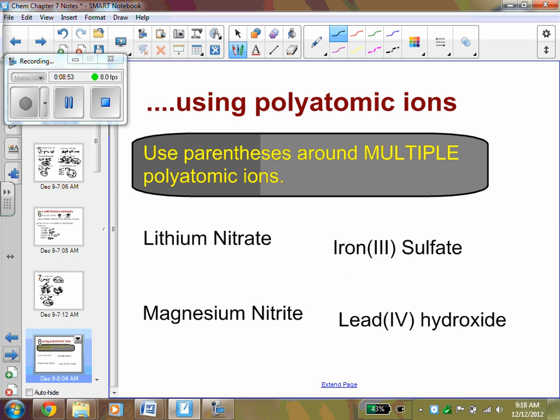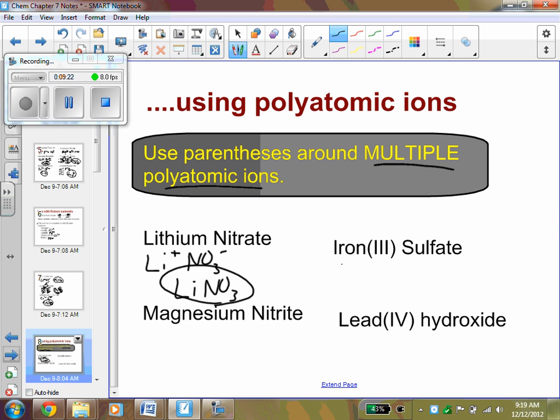Big bold face, yellow words here. Use parentheses around multiple polyatomic ions. This is what I always try to stress to you guys. So you have to use parentheses. So when you're doing these things, you have lithium nitrate. Lithium's +1. Nitrate is NO3 with a -1, and I just looked that up real quick. LiNO3. No big deal. No parentheses because I only have one nitrate, so just be careful. You do not need to use parentheses when you only have one polyatomic ion.